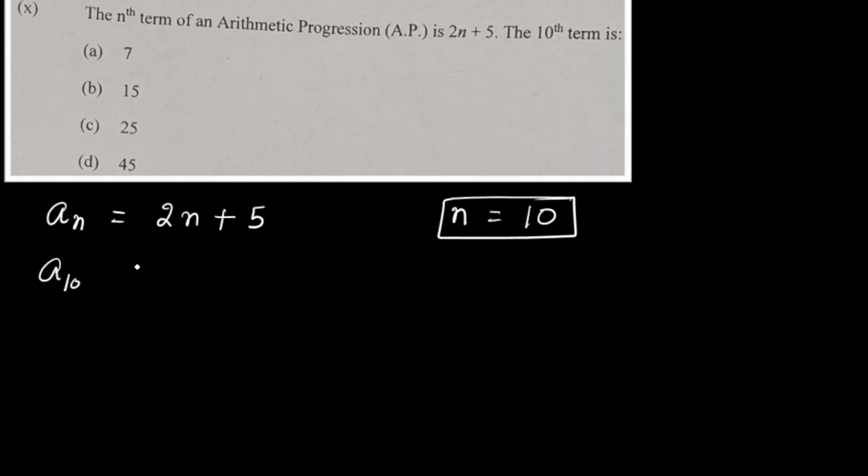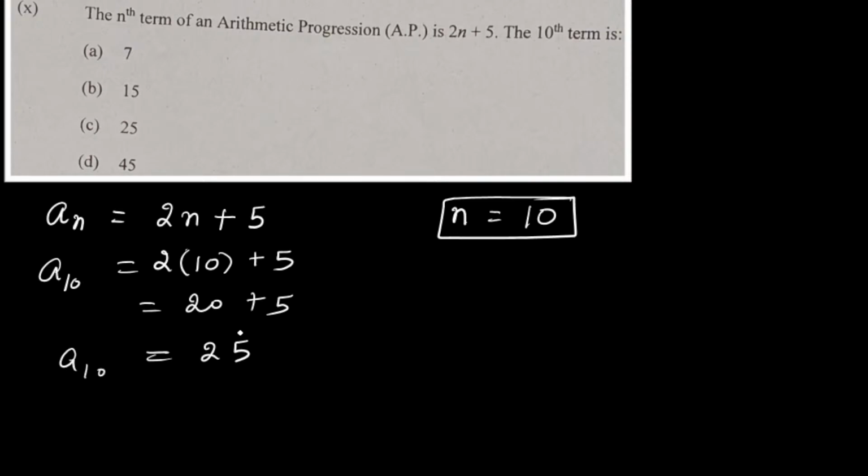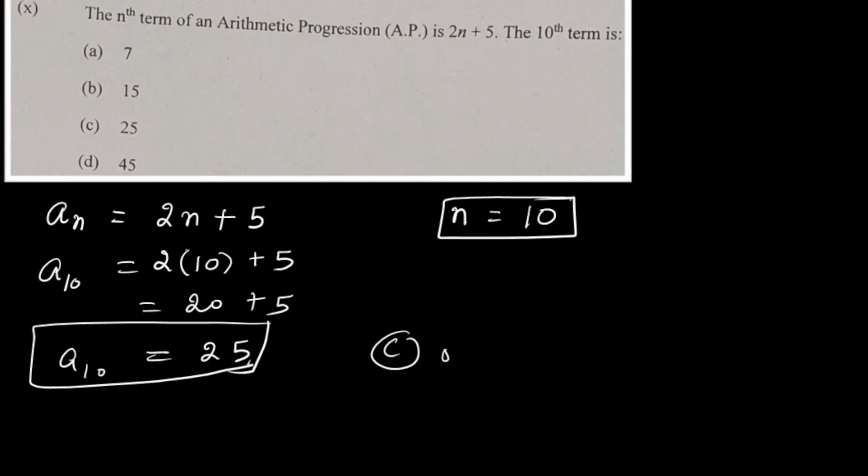So A10 we have to find. Wherever you see n, write its value as 10. So 2 into n's value I am writing as 10 plus 5. So 2 into 10 is 20. 20 plus 5 is equals to 25. So 10th term is equals to 25. Option C.